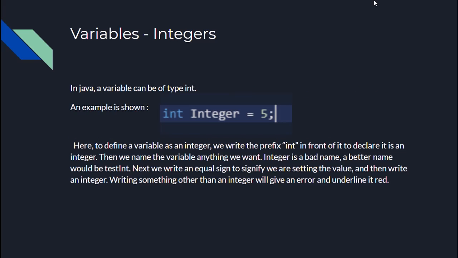Variables. Integers. In Java, a variable can be of type int. An example is shown. Here we write the word int. This defines the variable that we write as integer as type int, so Java knows it's an integer. Then we set it equal to 5 when we initialize it. Rather than setting it equal to 5, we can just write a semicolon at the end of integer without even putting the equal sign, and it will just initialize it with a null value.